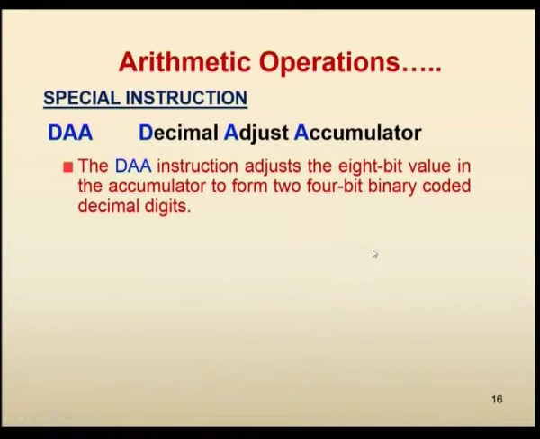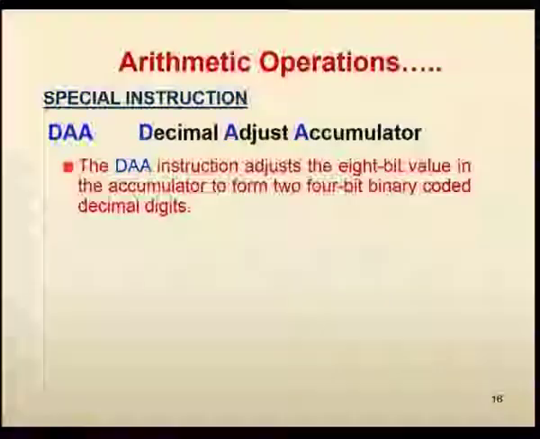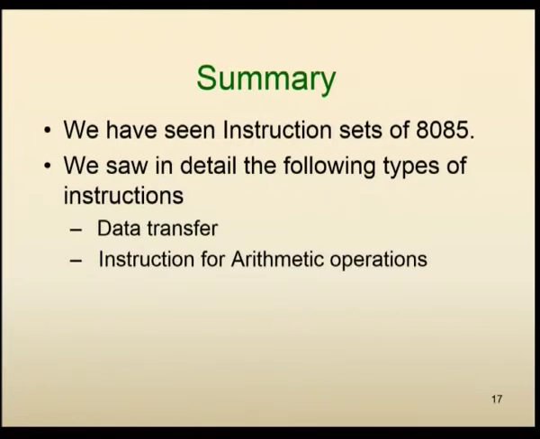You can load any number from 0 to 99 in a register. When you use this notation and then do some addition and subtraction, there will be an error. To correct the error, this DAA instruction is used. Now, let us see the summary of what we have seen. We saw about the instruction sets and how they are classified. We saw in detail the following types of instructions: the data transfer instructions and the instructions for arithmetic operations.